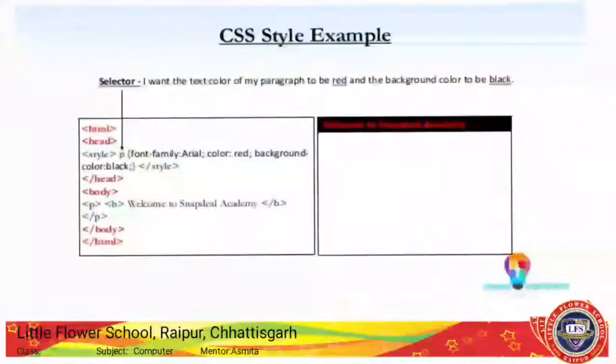Now we'll see the first property, that is the background color. Here you can see the style tag is used, and it is given for the font tag. The text color is red, and the background color in which the text is written is given as black. This is according to the code.